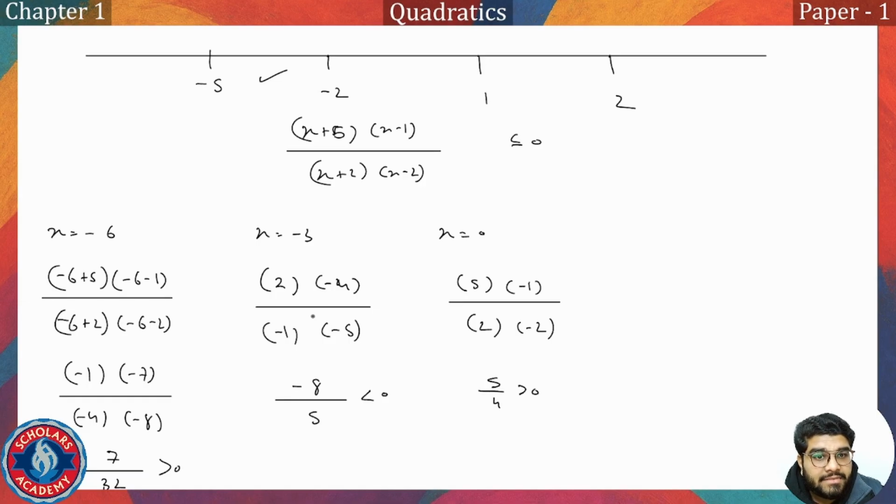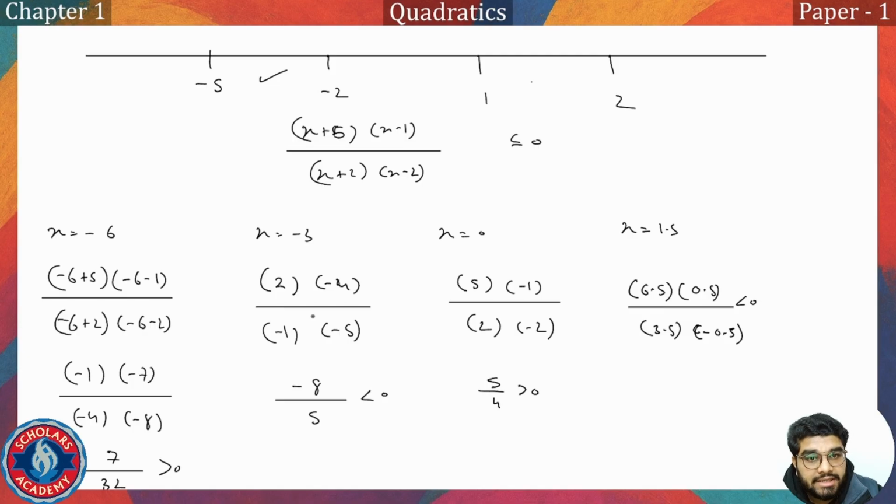Third interval, -1 and 2. In between that, x is equal to 1.5. We can take this: 6.5 and 0.5 by 3.5 and negative 0.5. So this negative makes the complete value negative. So this value is less than 0. Yes, we'll take this interval.